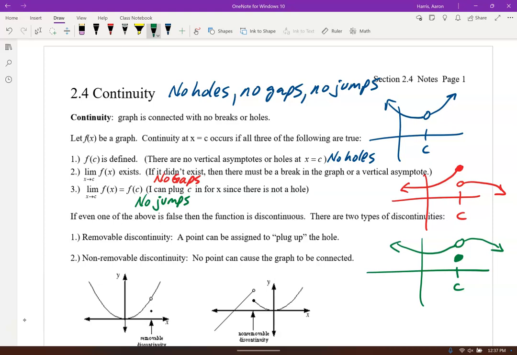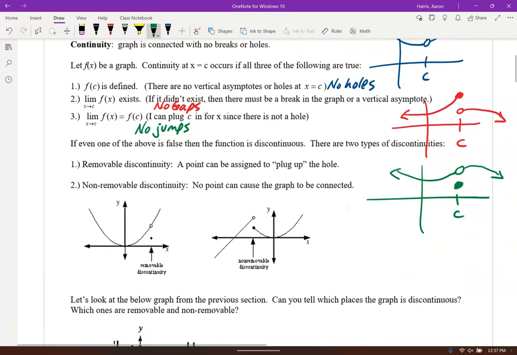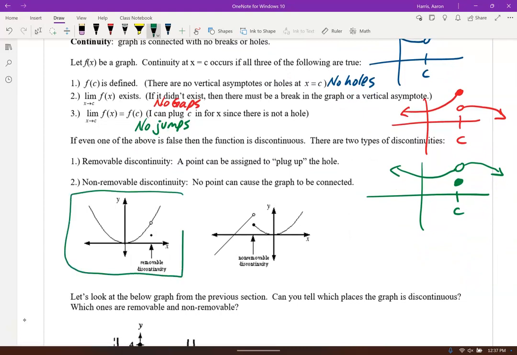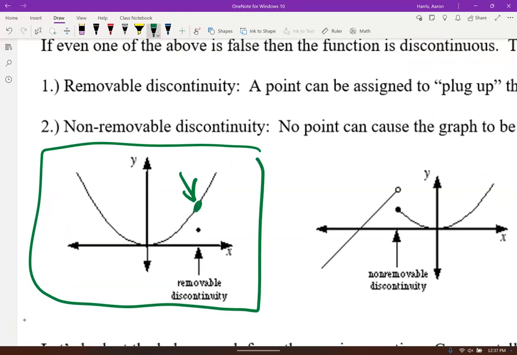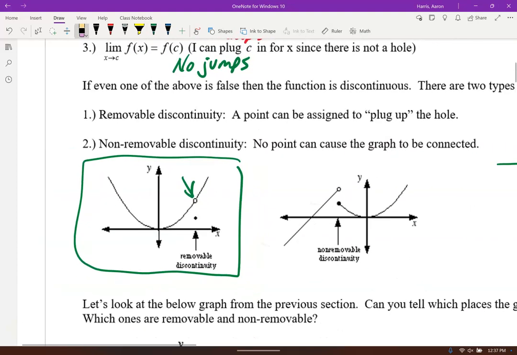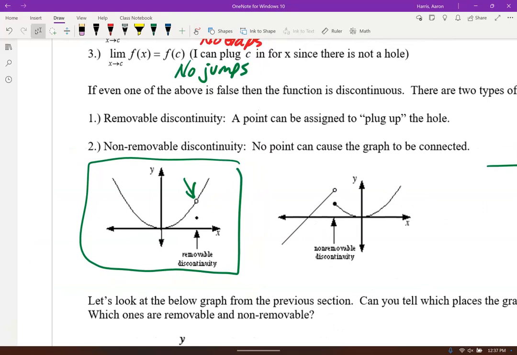So you can't have a hole, you can't have a gap, you can't have a jump if you're really a continuous function. And this last scenario is referred to as a removable discontinuity. I have another picture of it down here as well. A removable discontinuity means if I plug it back in right there and fill it in, now it's continuous. So that's a removable discontinuity. I can plug it in and it'll be fine.